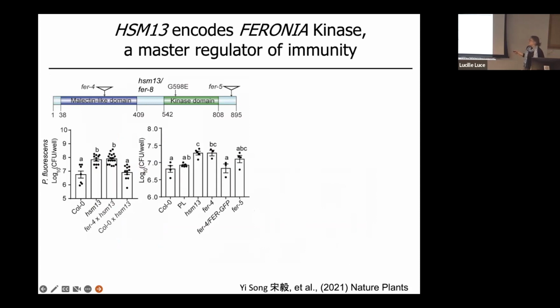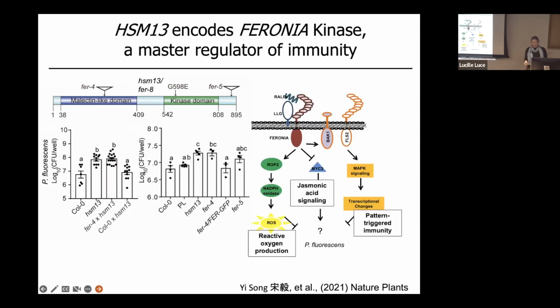As you can see, HSM13 is FER-8, which tells you that 7 other people have found FERONIA out of screens. And so it's a very well-studied RLK. I won't go into the details because it's published, but this is just showing that it indeed is FERONIA. So what does FERONIA do? It is a master regulator of immunity and development, which is not great in many ways, because then you have to filter through all of the ways that FERONIA could be affecting your particular phenotype.